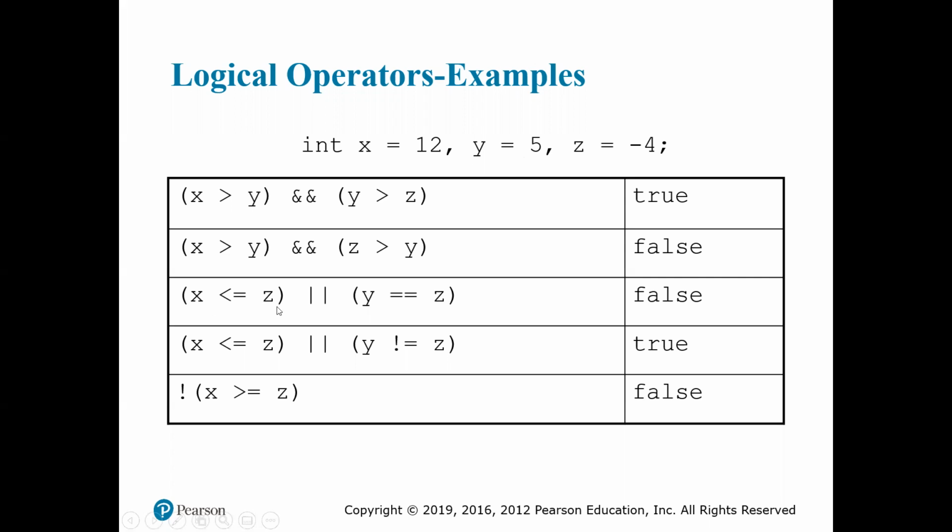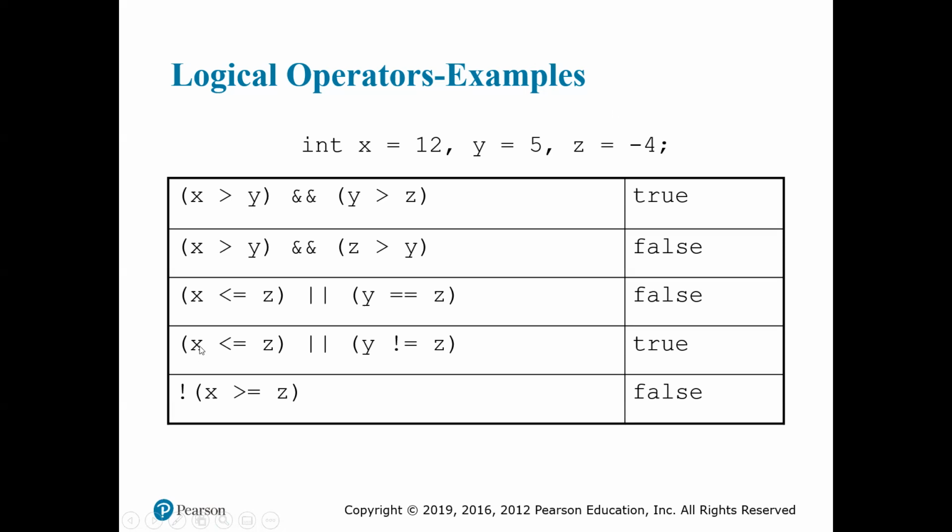So X is less than or equal to Z. X is 12 and Z is -4. So 12 is not less than or equal to -4. So that's false. But what about this side? Y is equal to Z. So Y is 5 and Z is -4. So they're not equal. So that's false as well. So if you have two falses, even though we have an or, because neither one of them is true, then this one evaluates to false as well.